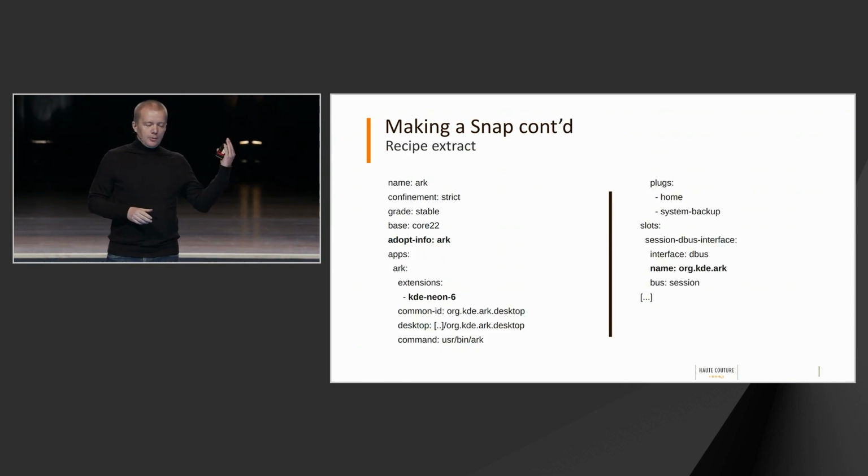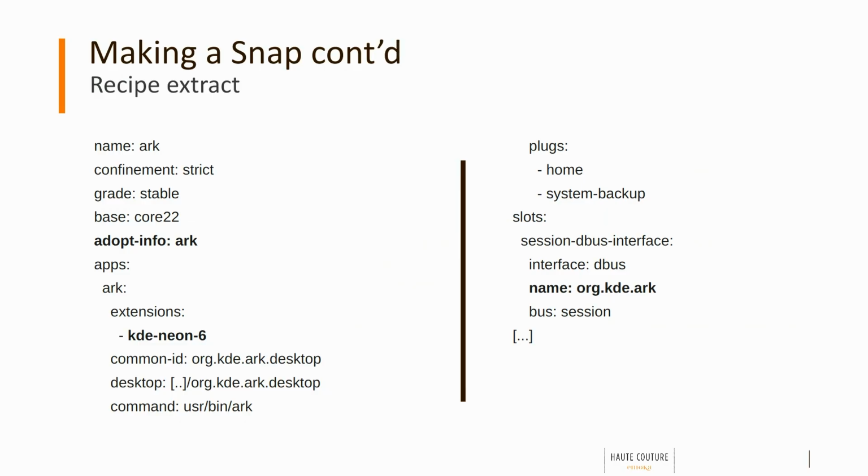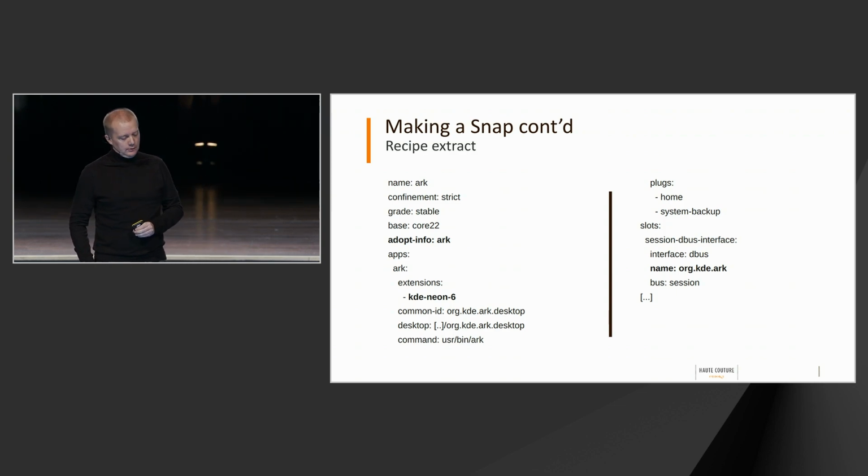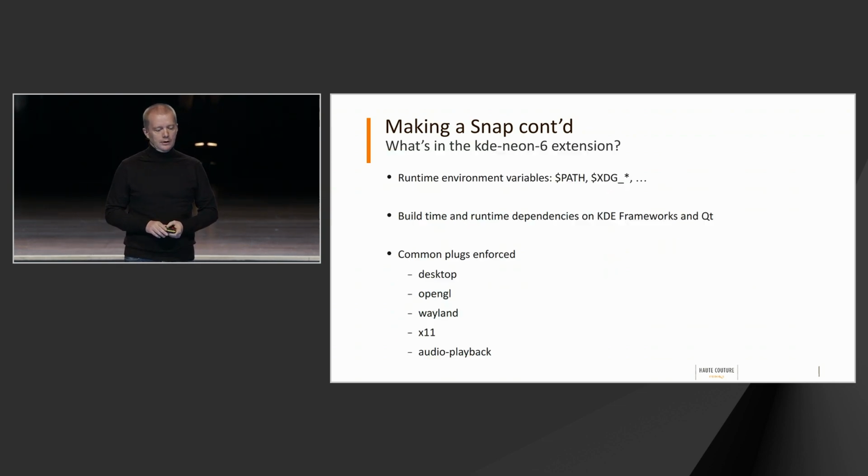Here is an extract of a recipe, coming from an example on the KDE side with the Ark application, which allows you to look into your compressed archives. We are saying the name of the app, the type of confinement we want, and the base, which in that case is core22. We also describe where the information about the app is coming from. Here we're using the adopt-info trick, which means we're reusing the data which is already in the desktop file of that application. Something you might notice is that we have plugs declared, and the KDE Neon 6 extension. We also have slots, because KDE applications like to be on the session bus.